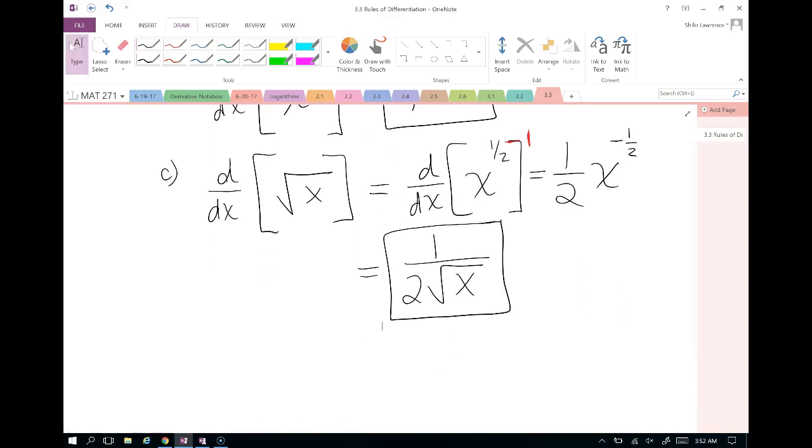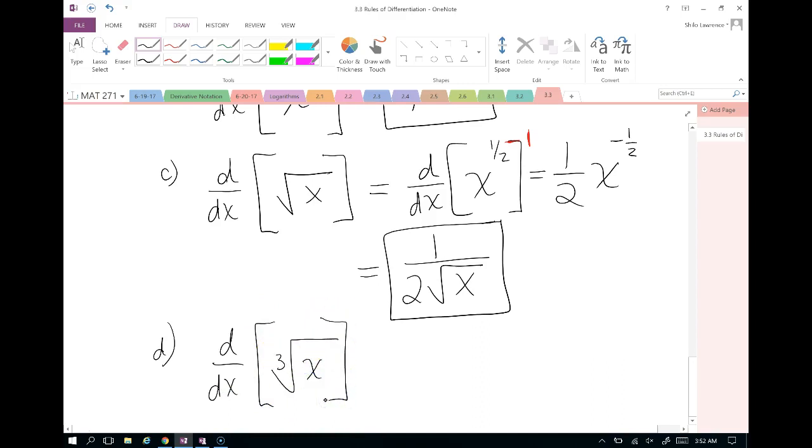So this works for every type of root. We could also do a cubed root. The first thing we would want to do is rewrite it as a power. So a cubed root would be a 1/3 power. I haven't done the derivative yet. All I've done is rewrite my cubed root as a 1/3 power.